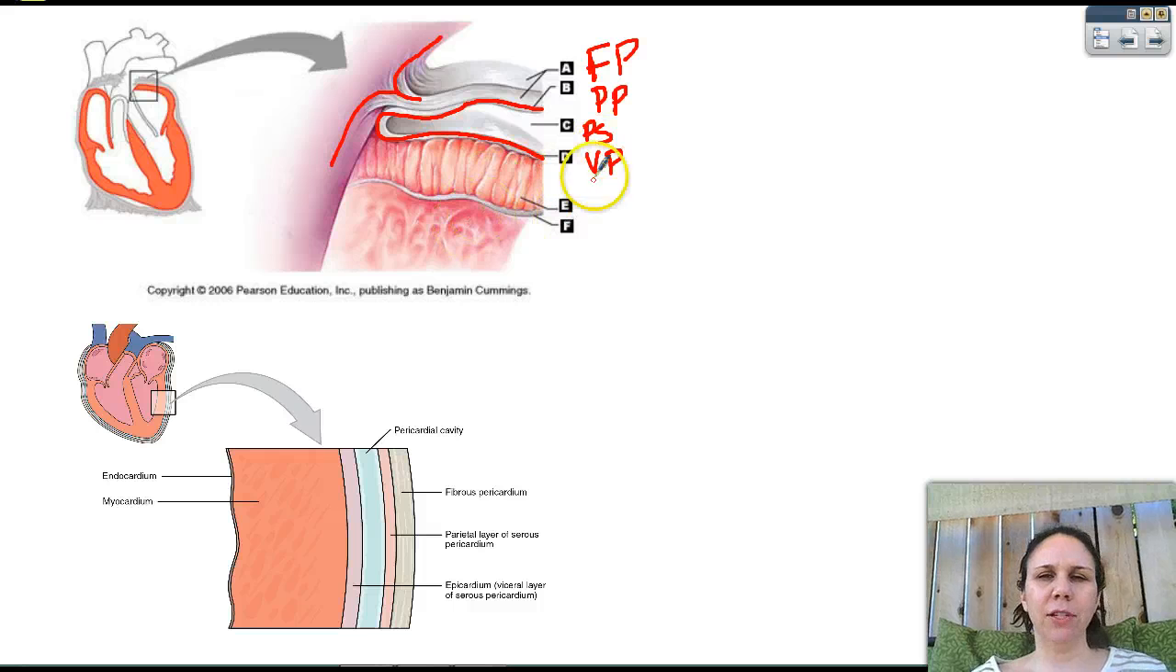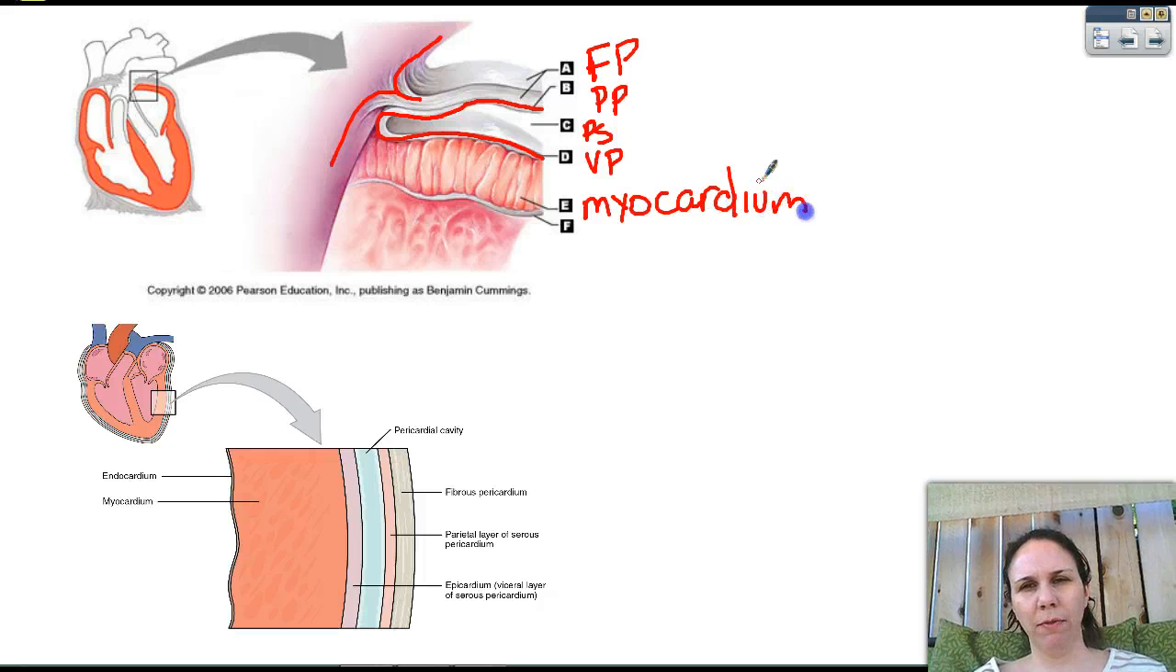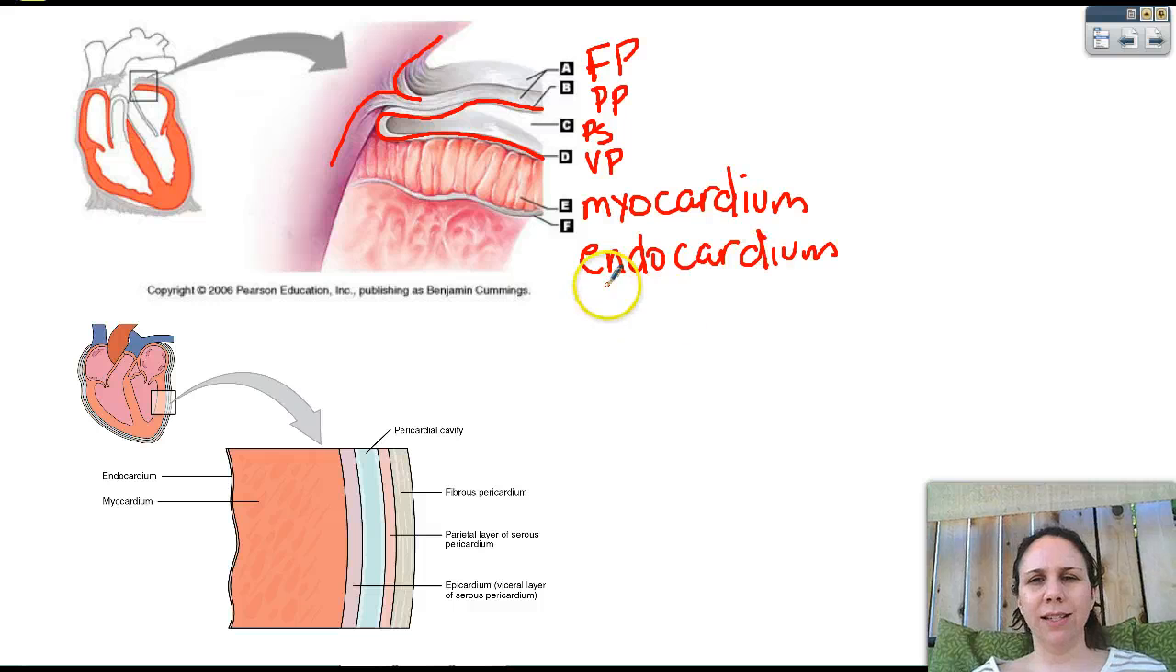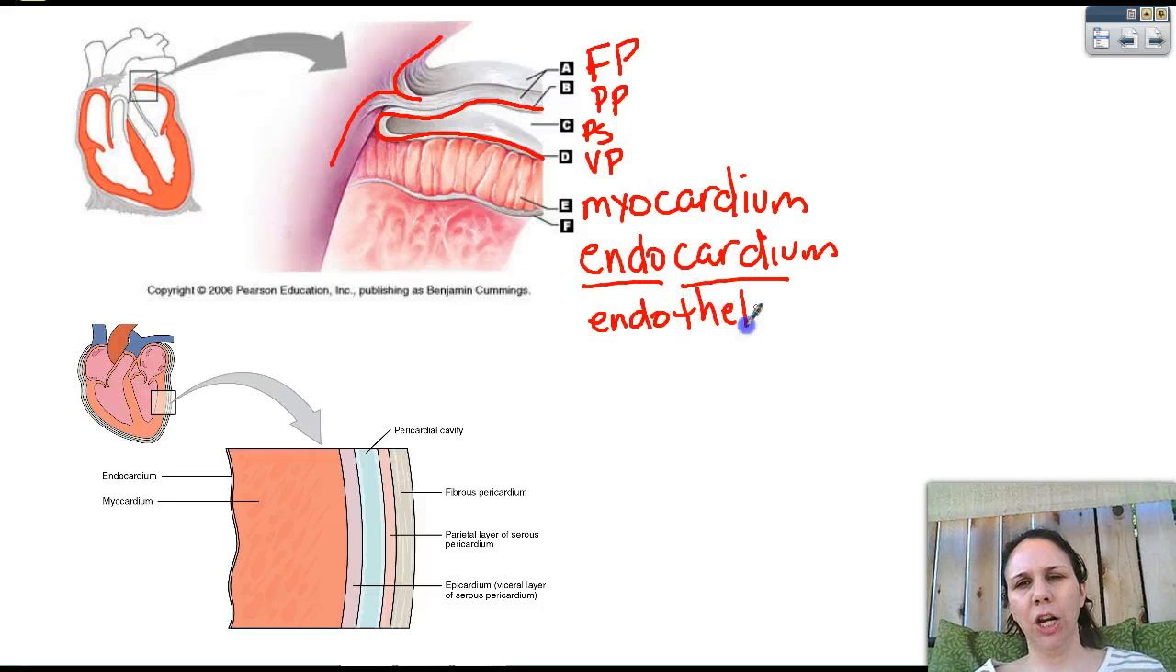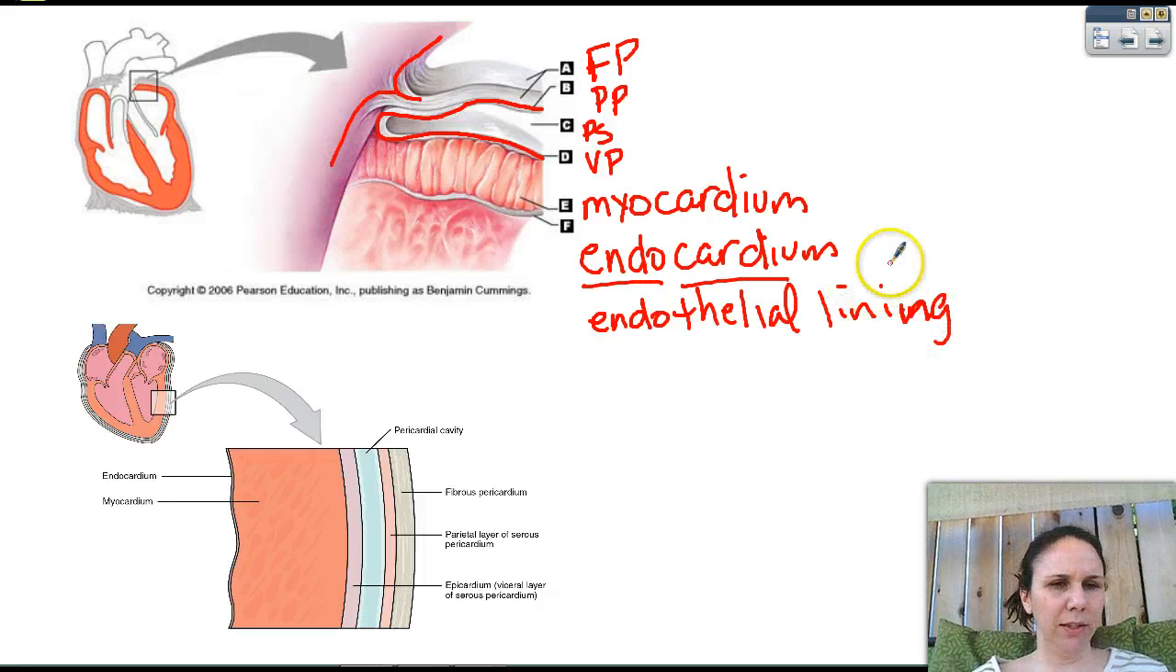Now, E and F I didn't have on the other slide, but you may figure it out that E is myocardium, which is just the bulk of the heart muscle. And then we have F, which is called the endocardium, because endo means inside the heart. It is also called the endothelial lining, because it's made out of endothelial cells. Here's another picture showing the fibrous, the parietal, serous cavity, then the visceral, myocardium, and then here's the endocardium. So just two different views of the same idea.